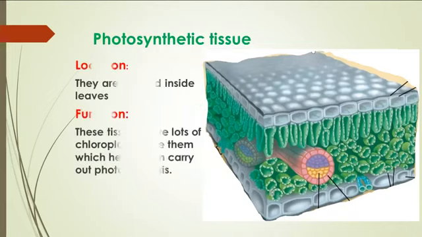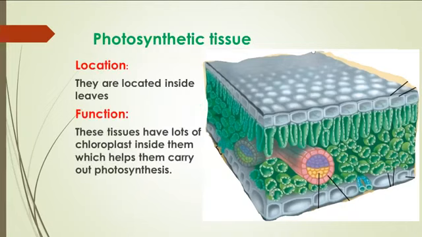Photosynthetic tissue. They are located inside the leaves. These tissues have lots of chloroplast inside them which helps carry out photosynthesis. This green area is filled with photosynthetic cells. They appear green because they have a green pigment called chlorophyll. This chlorophyll helps to trap the sunlight which is used in photosynthesis.